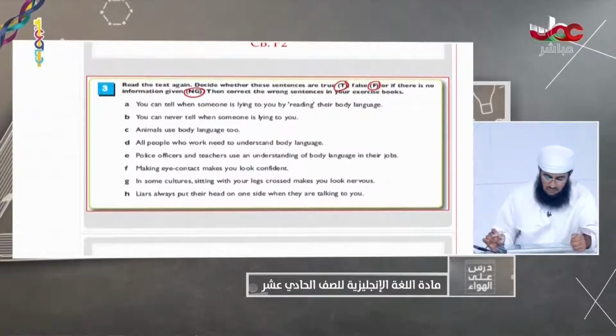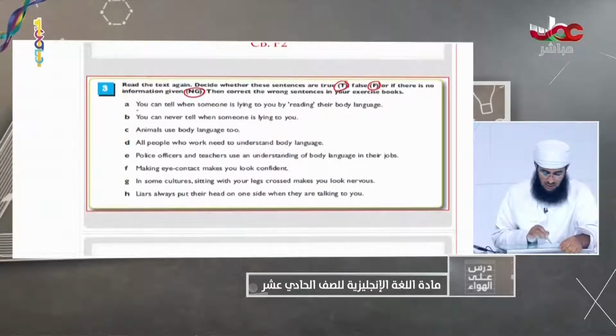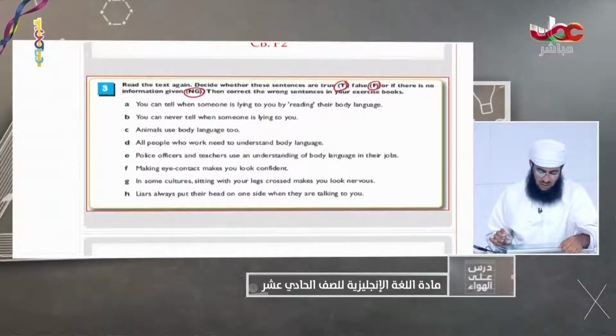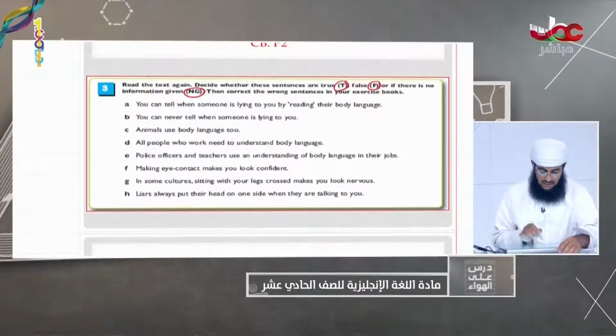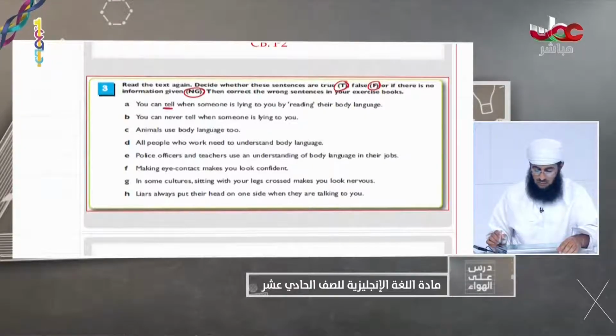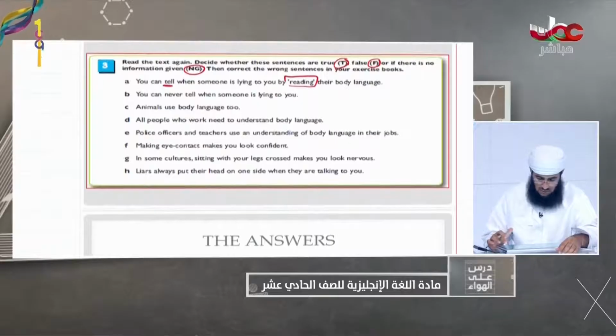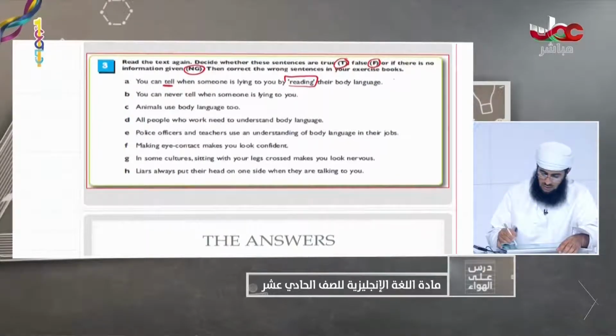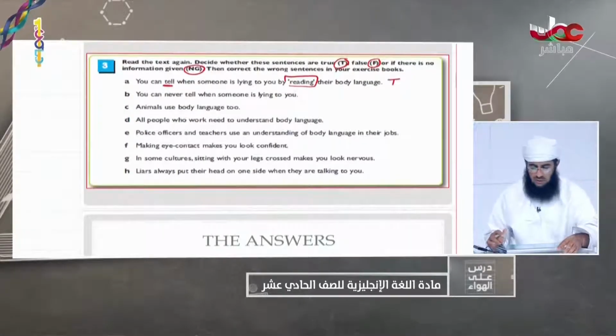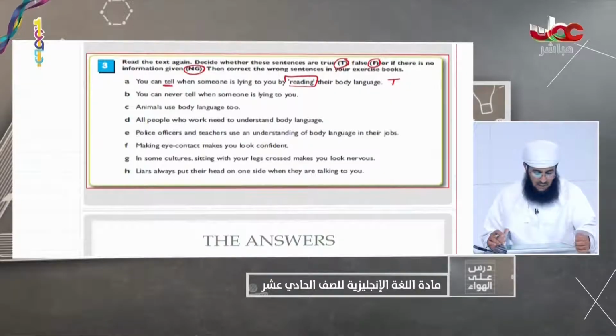Look at 2A. You can tell when someone is lying to you by reading their body language. Reading the body language, is that true? Of course. So this is true because we have an idea about it. It is mentioned in the first paragraph.